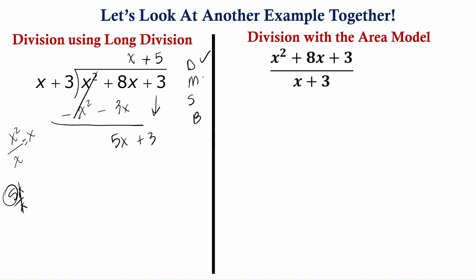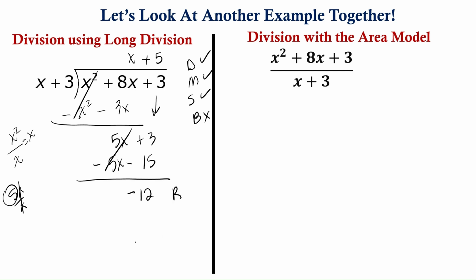All right, now we're going to multiply. 5 times x gives me 5x. 5 times 3 gives me 15. We're going to subtract. Minus minus, that cancels out. 3 minus 15 gives me negative 12. We don't need to bring down because we have stopped.